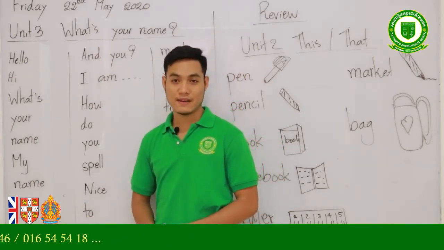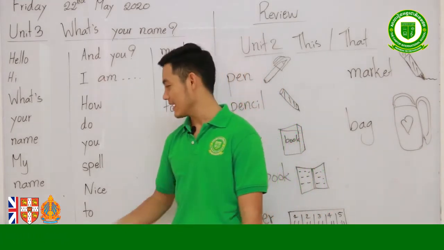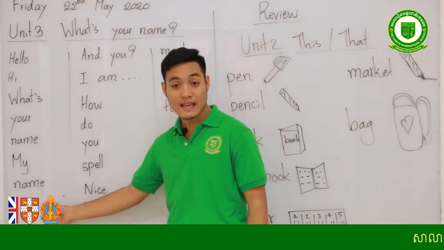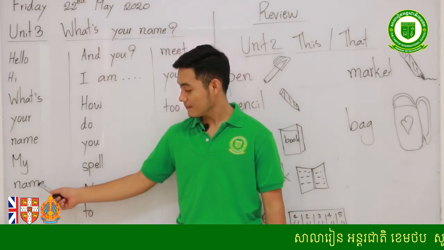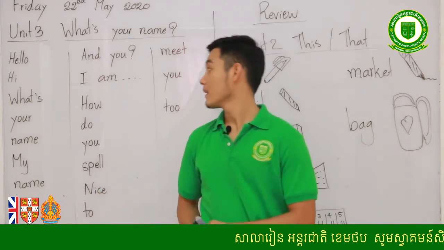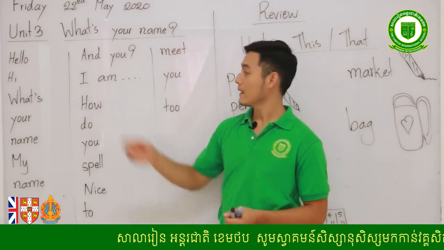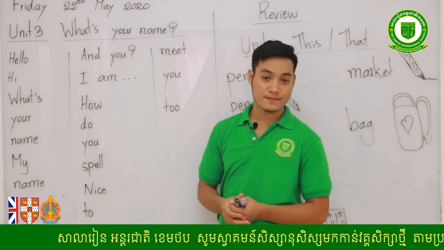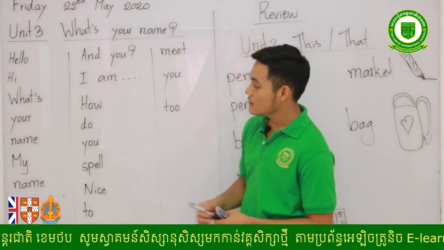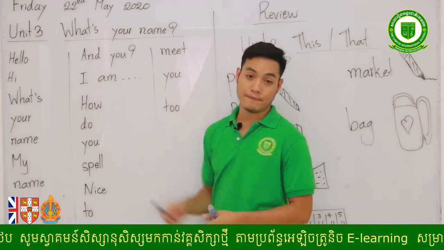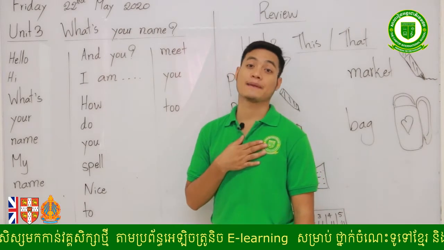Is. When I ask you, what's your name? My name is. Again, my name is. Okay, good. One more time. Okay, good. And the next word is, and you. And you. Okay. This one is, I am.